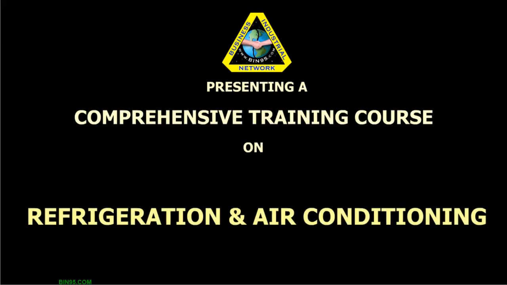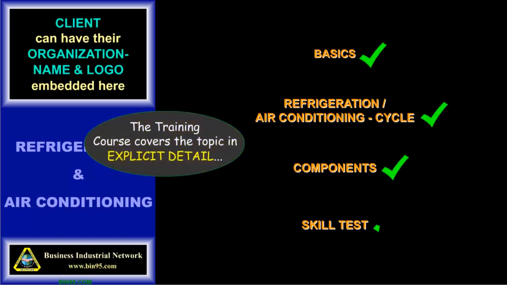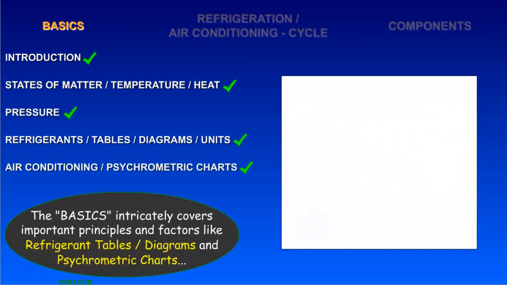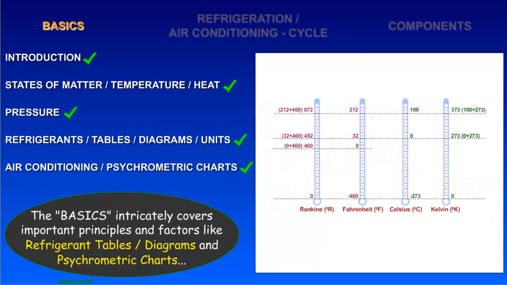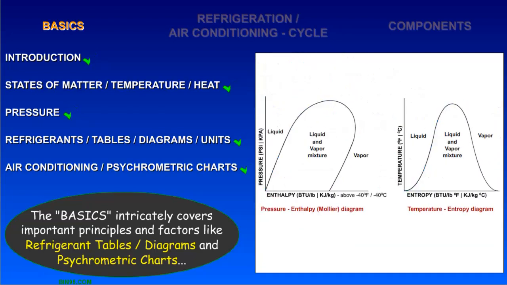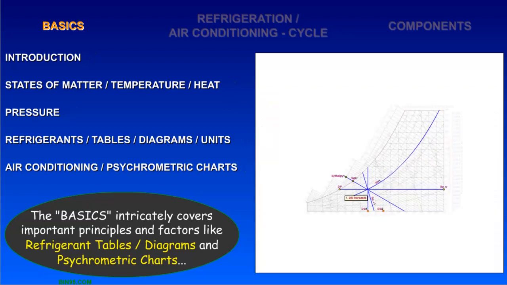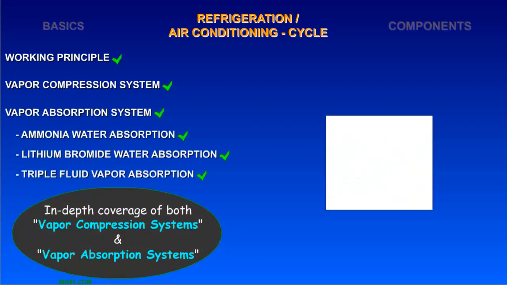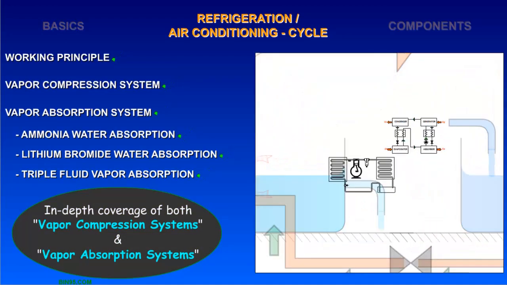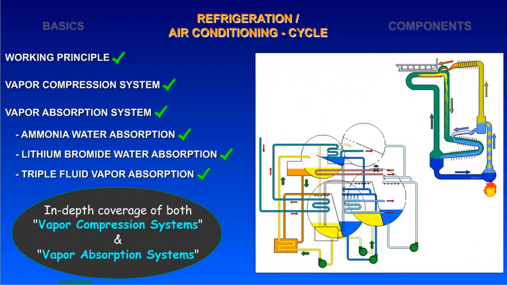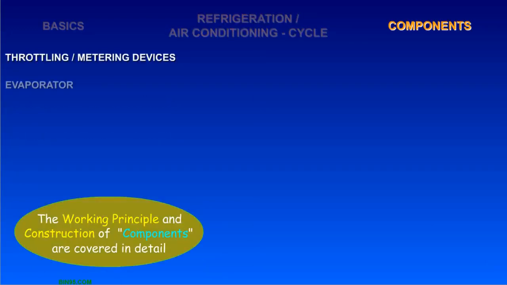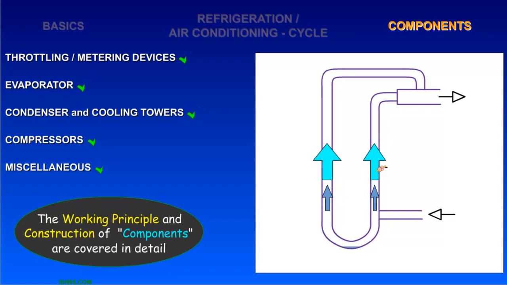Presenting a comprehensive training course on refrigeration and air conditioning. The training course covers the topic in explicit detail. The basics intricately cover important principles and factors, like refrigerant tables, diagrams, and psychrometric charts. In-depth coverage of both vapor compression systems and vapor absorption systems. The working principle and construction of components are covered in detail.